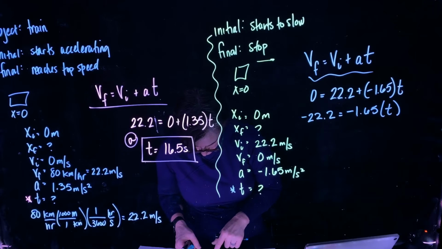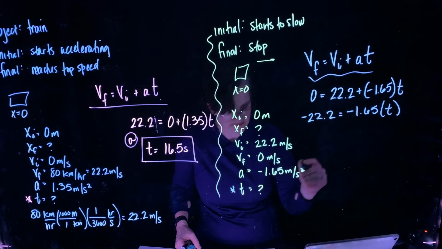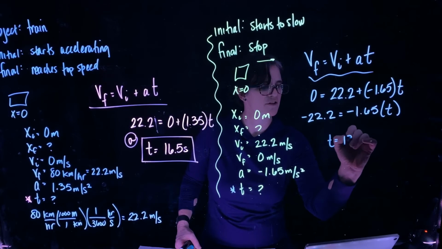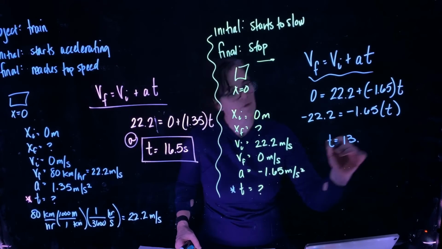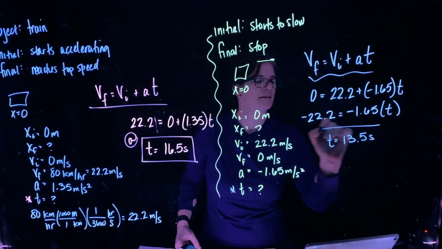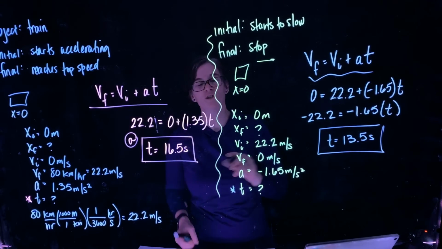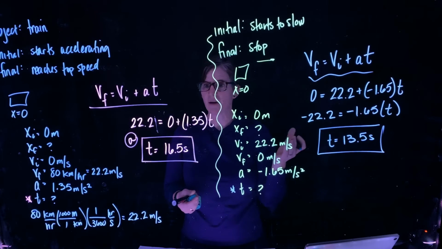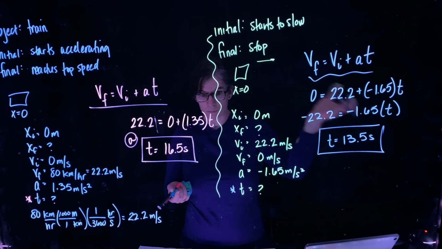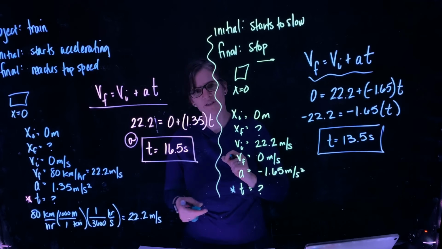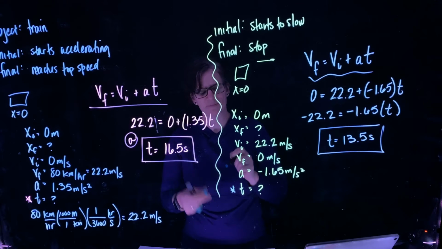And 22.2 divided by 1.65 gives us a time of 13.5 seconds. Now, should that time be lower, faster, lower number than the speed up? Yeah, because they can brake at a higher acceleration than they can speed up.